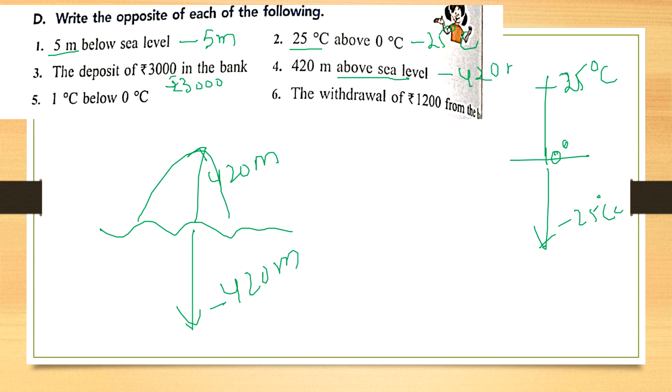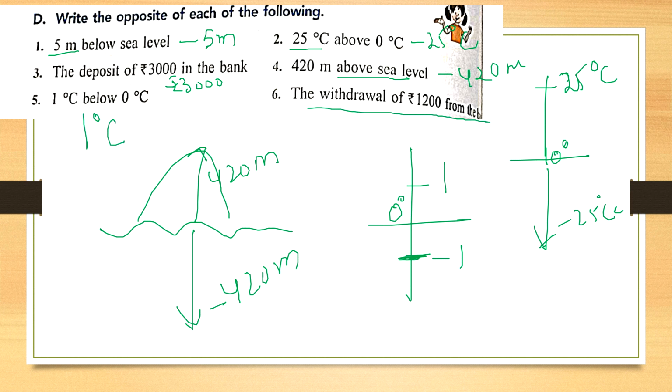Minus 420 meter. 1 degree centigrade below 0 degree centigrade. Now this is 0, 0 degree centigrade. 1 degree centigrade below they are saying. That means this is here. Let us say minus 1. Its opposite is 1. So it is 1 degree centigrade. The withdrawal of 1200. Withdrawal means you are taking away. But we need to write the opposite. So it is plus 1200 rupees.